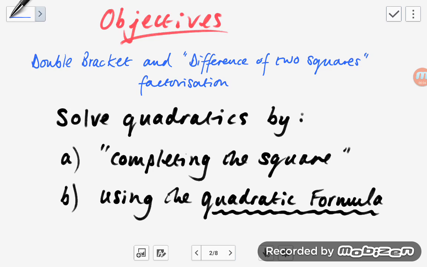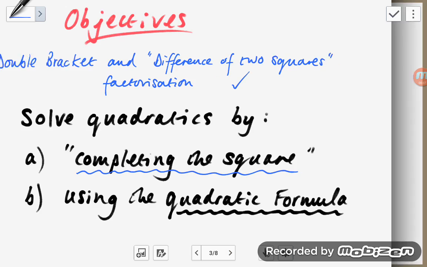Right, in this video we're going to look at solving quadratics by completing the square first of all. Now this comes after we've completed double bracket and the difference of two squares factorisation. But the answers to this next bit, looking at completing the square, will involve a solution that is not an integer or a whole number. We're going to have a decimal solution.